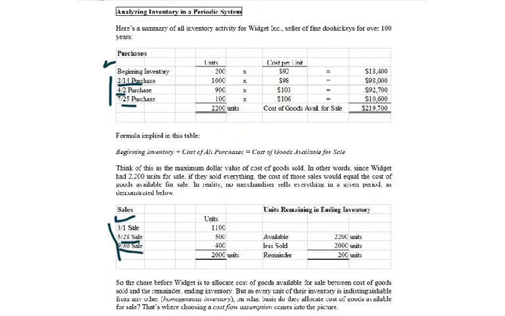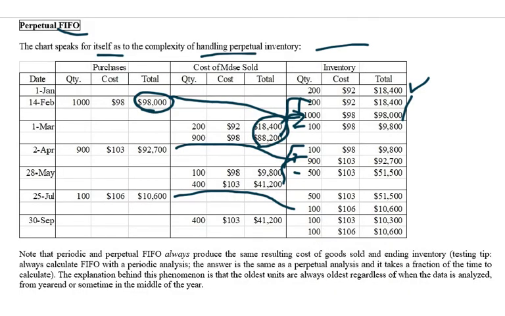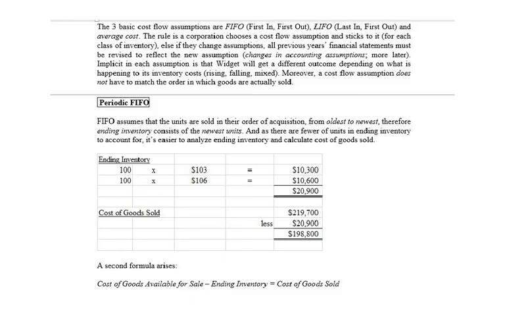So when we get to our last and final sale, last thing we have to analyze here, September 30th, where did those 400 units come from? They came from your $103 layer, and that leaves you 100 at 103 and 100 at 106. And that should sound extremely similar to what you saw before.